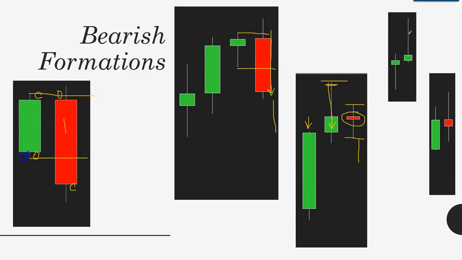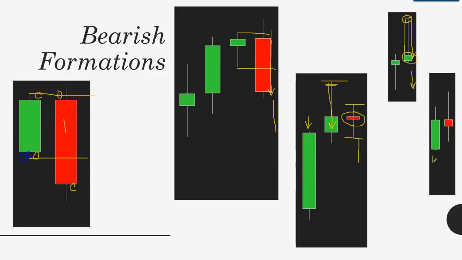We then have a 2-bar formation that looks very similar in that this makes a high, but then it closes down here at the bottom. And it's really kind of telling you the same thing in that the buyers came in, they took price up, but then sellers stepped in and they pushed it right back down. This is indicative that the next price bar will go down.